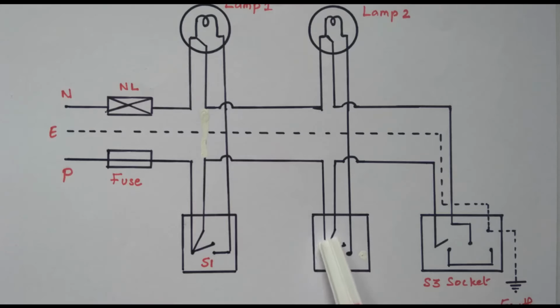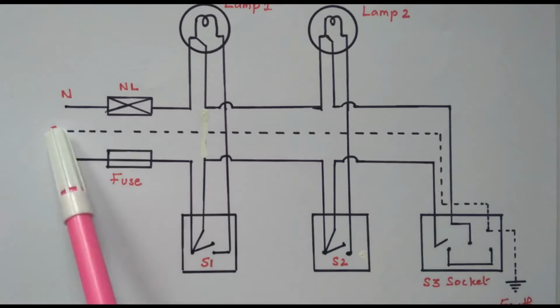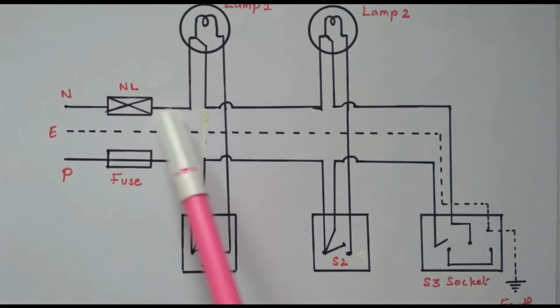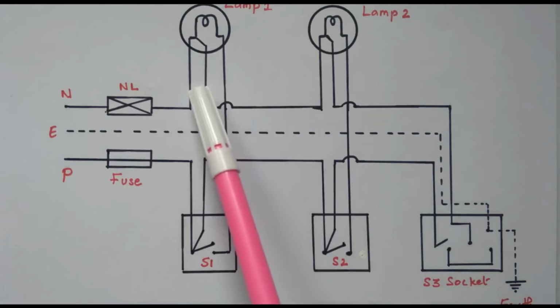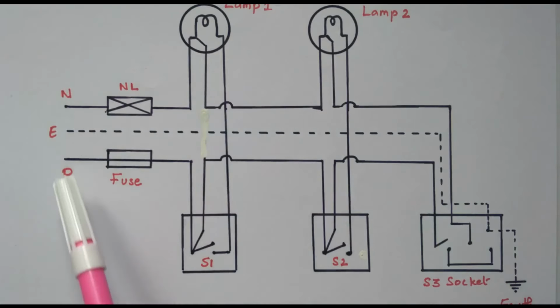Again, one more tapping is taken from this switch S2 in order to go to the plug point. So that is given to the phase. This is the phase, this is neutral. Here the switch is available. If the switch is closed, then phase and neutral are connected, and we can take the supply. And this is the earthing point. The earthing point is run over the entire circuit. So the neutral is connected directly to lamp 1, lamp 2 as well as the plug point. The phase is connected through the fuse and through the switches.